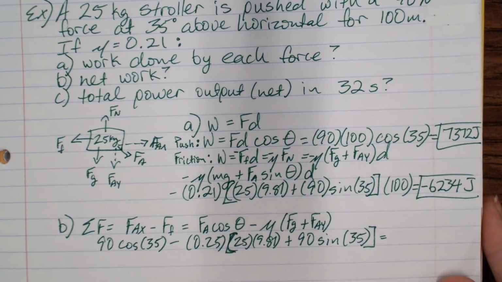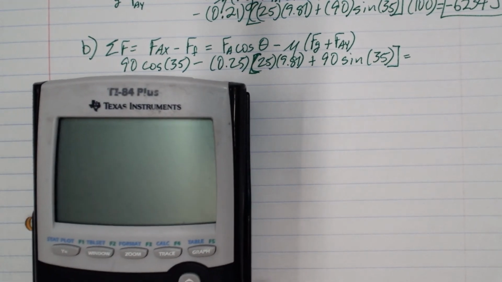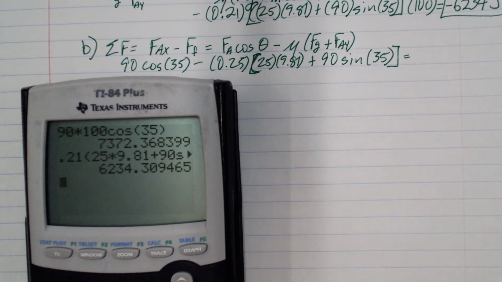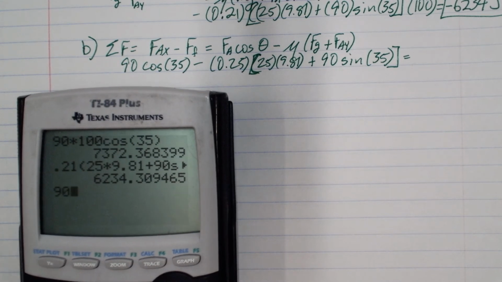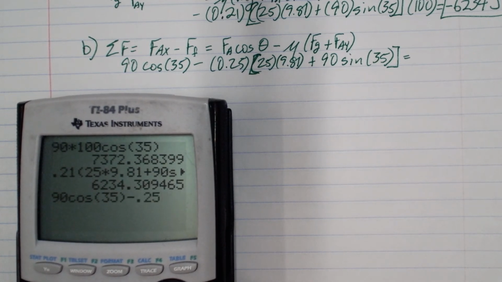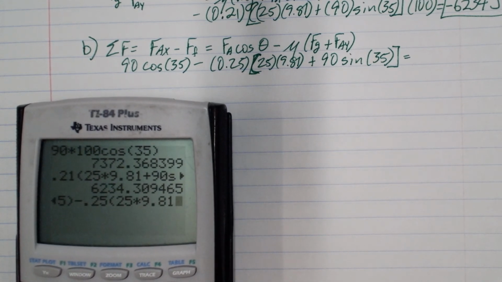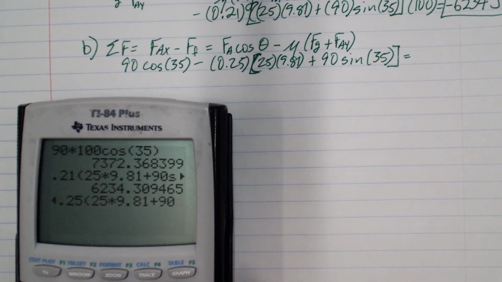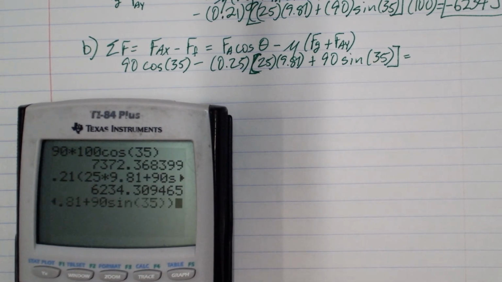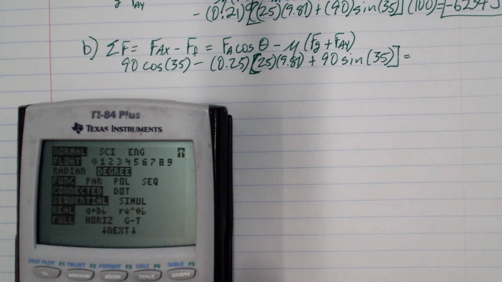Okay, so let me get my calculator right quick here. Again, make sure your calculator is in degree mode. So 90 cosine 35, close parentheses for sure, minus 0.25 times, open parentheses, 25 times 9.81, plus 90 sine 35, close parentheses, close parentheses. There we go. Is my calculator not in degree mode? No, it is.